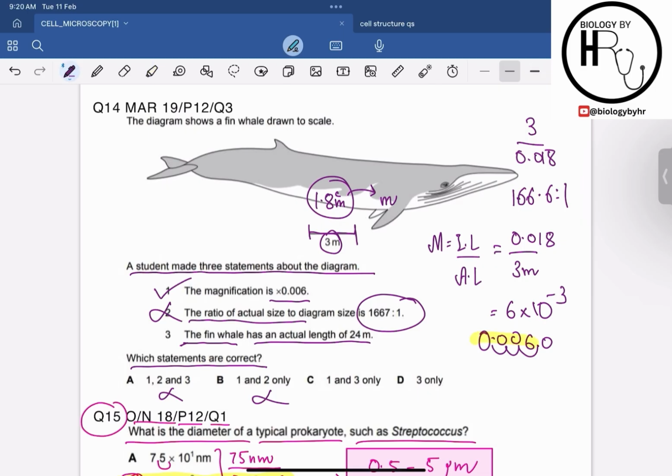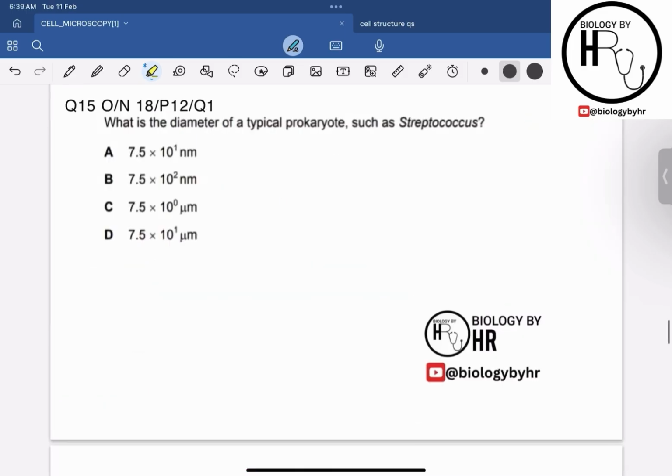So 1 will be in our answer, and we don't know about 3, so hence the answer here would be option C, 1 and 3 only, right? We don't have to solve it any further. So hence the correct answer here would be option C.